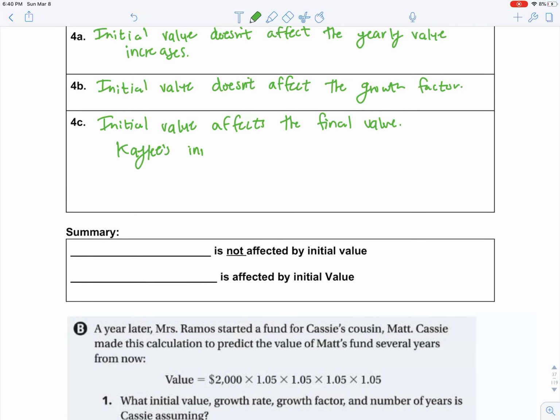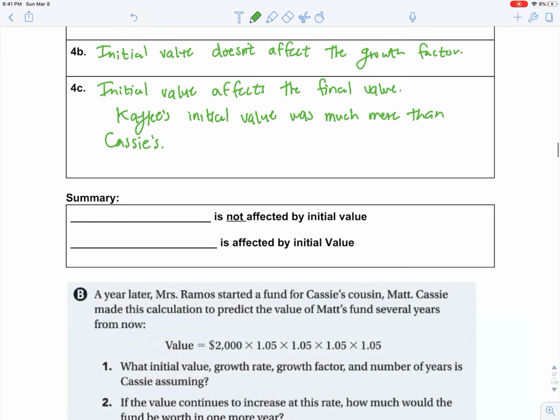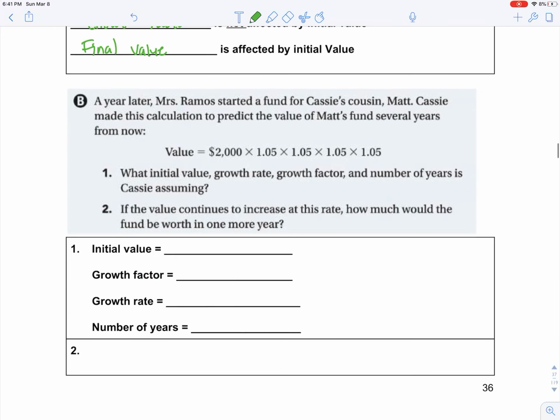Right? Kaylee's initial value was much more than Cassie's. And because of this, Kaylee has a lot more money in her college fund. So, in summary here, we'll say that the growth factor is not affected by the initial value. What is affected by the initial value is whatever our final values are, okay? All right.